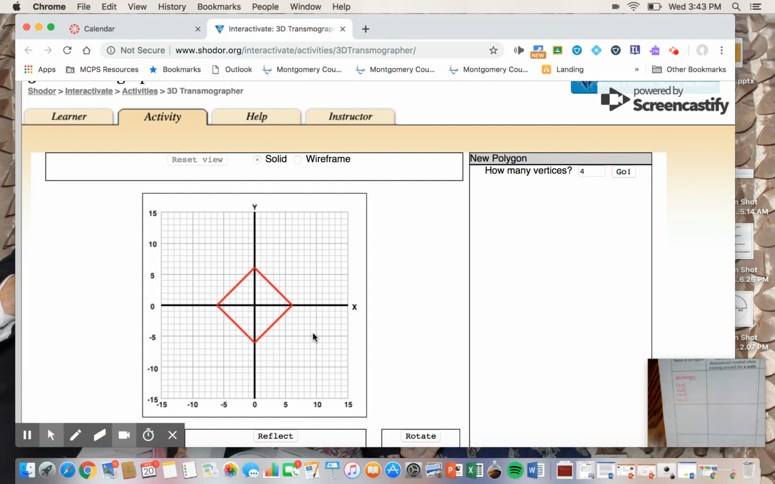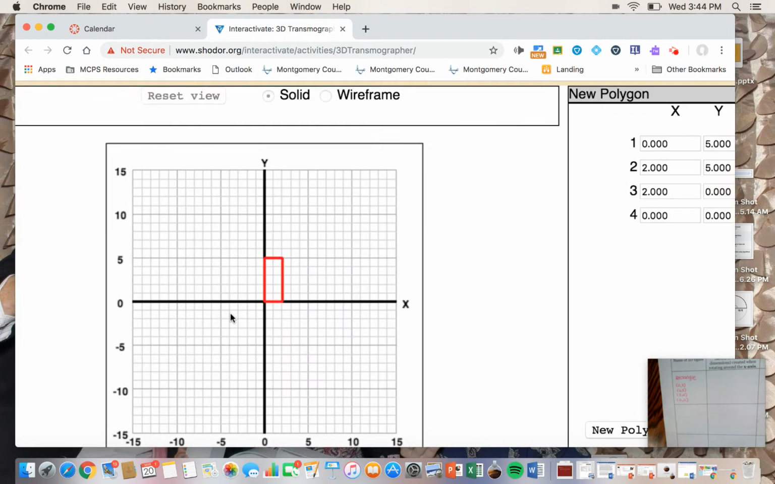Then I'm going to go to my tool right here, and it says 4 vertices. I have 4 vertices, so I'm going to push go, and it lets me type in some points. I'm going to type in the points I just wrote: (0, 5), (2, 5), (2, 0), and (0, 0). I'm going to say graph, and I get a rectangle, which was my goal there.